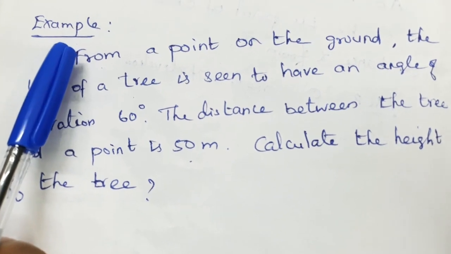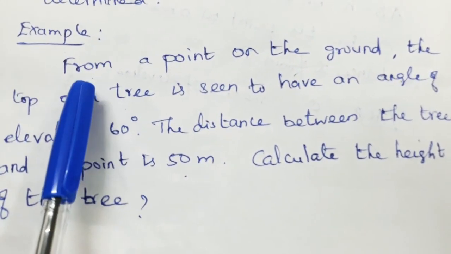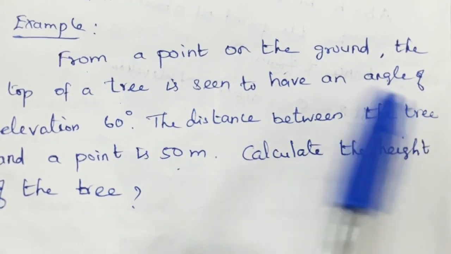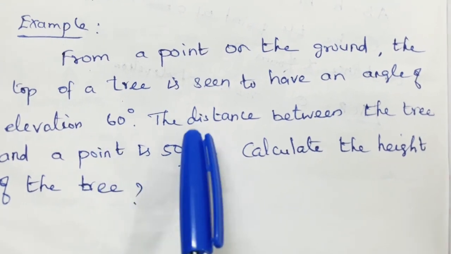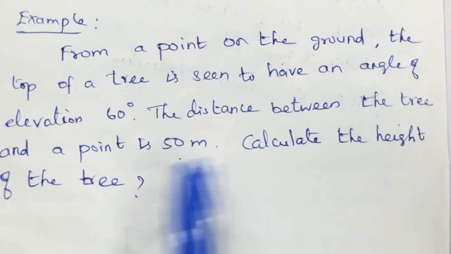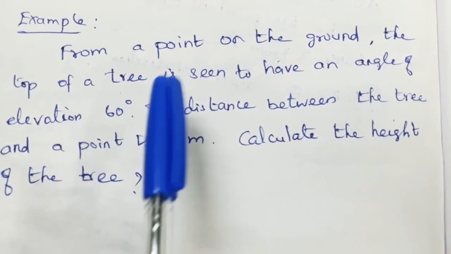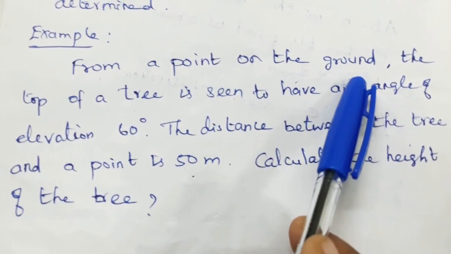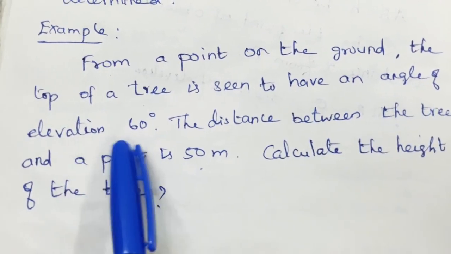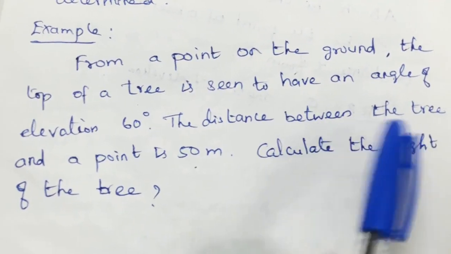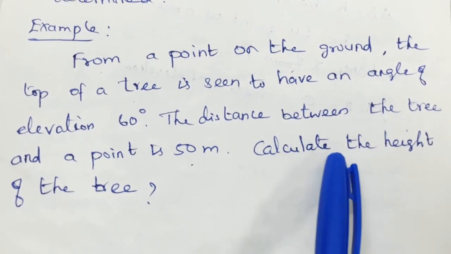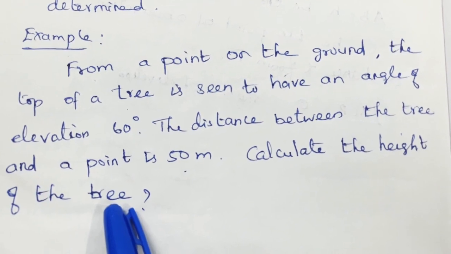Listen to example 1. From a point on the ground, the top of a tree is seen to have an angle of elevation 60 degree. The distance between the tree and the point is 50 meter. Calculate the height of the tree.